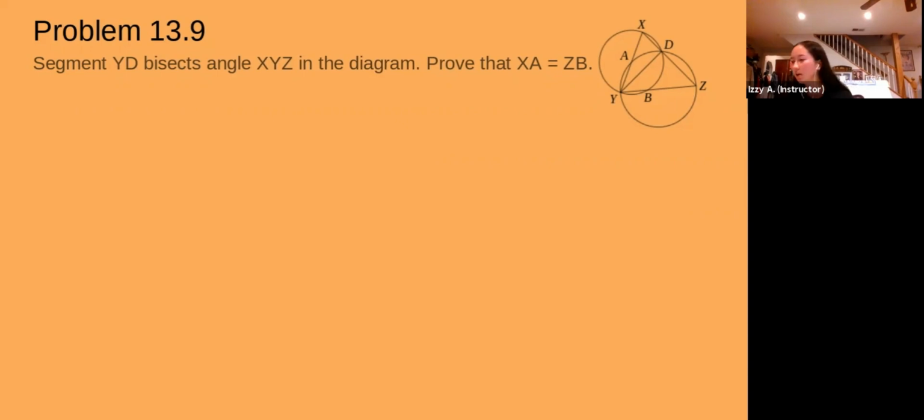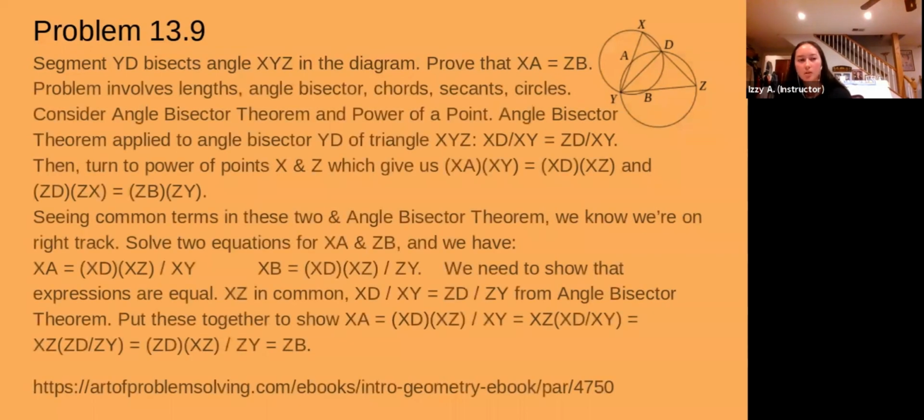Okay, we can go ahead and go over the problem. This problem involves lengths, angle bisector, chord, secants, and circles. So we want to consider the angle bisector theorem and power of a point.